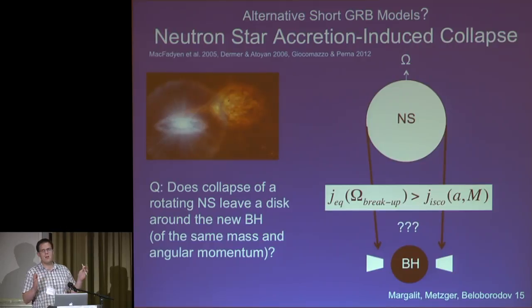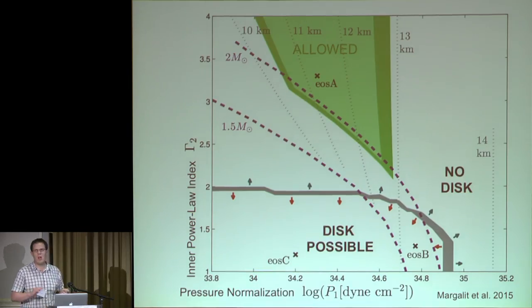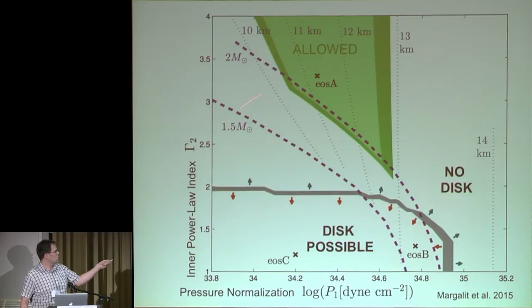Of course, this depends on the structure of the neutron star, which depends on the equation of state. But you can parameterize the neutron star equation of state by a central pressure and an adiabatic index above that, and ask, in this parameter space, is it possible to form a disk? And what he found was you can form a disk in this part of the parameter space, not in the majority of the parameter space.